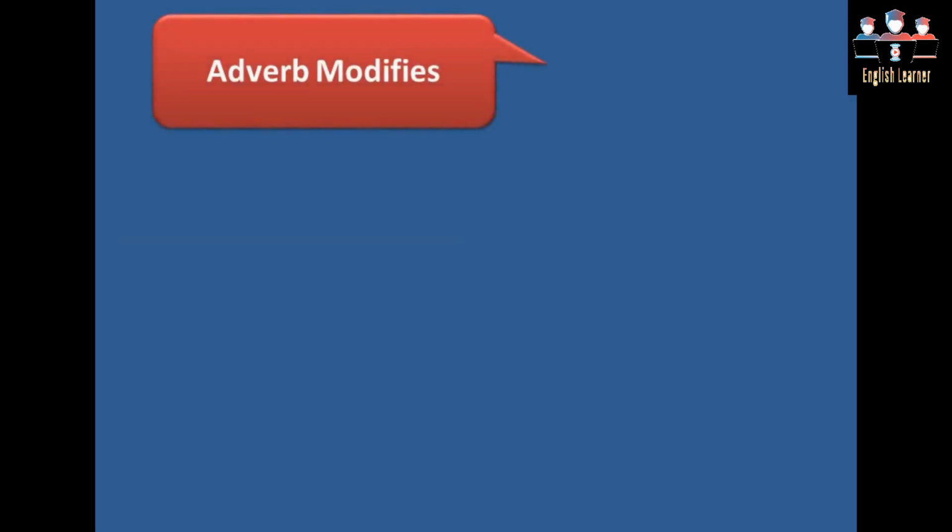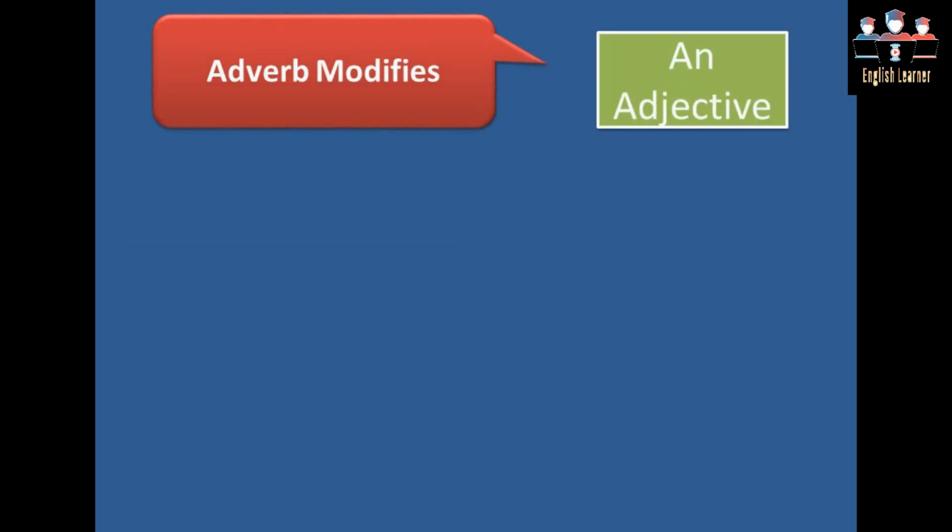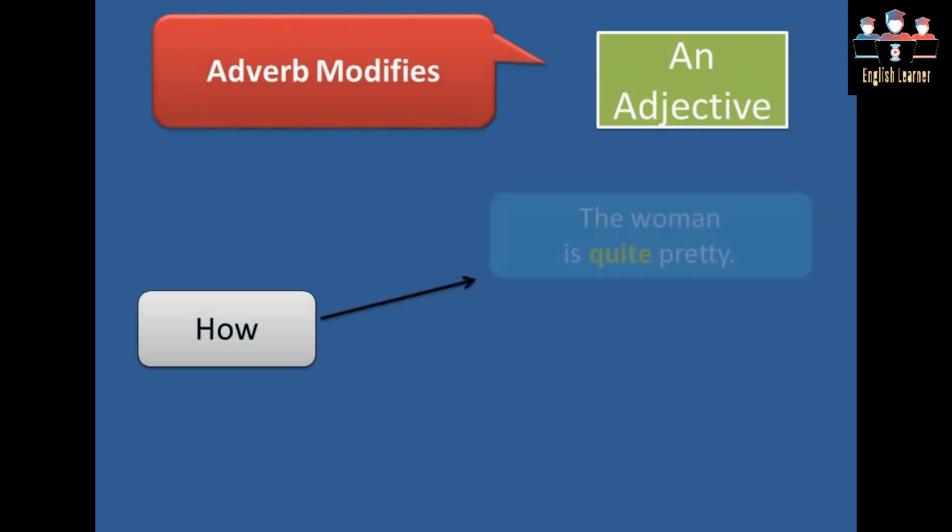Now let us see how an adverb modifies an adjective. The answer of how is in example number 1. The woman is quite pretty. In this example, quite is used just before an adjective, that is pretty. So quite in this example is enhancing the meaning of an adjective, and it is actually an adverb which modifies an adjective. So quite is an adverb.